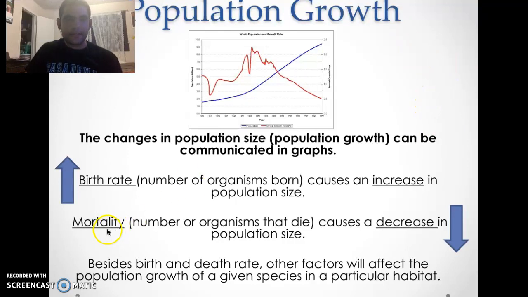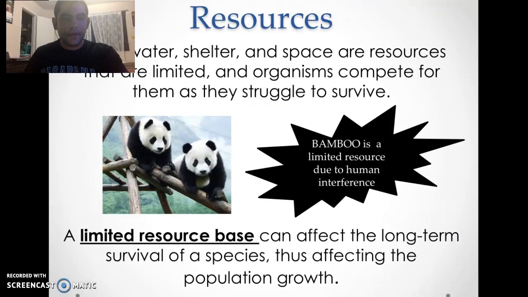The other thing that is going to cause a change in the population is mortality. And this is how many organisms die within a specific given time. So obviously this is going to cause a decrease in the population. Besides birth and death rates, there are other factors that can also cause the population to grow or the population to decrease. And we want to see what those factors are in the next slides.